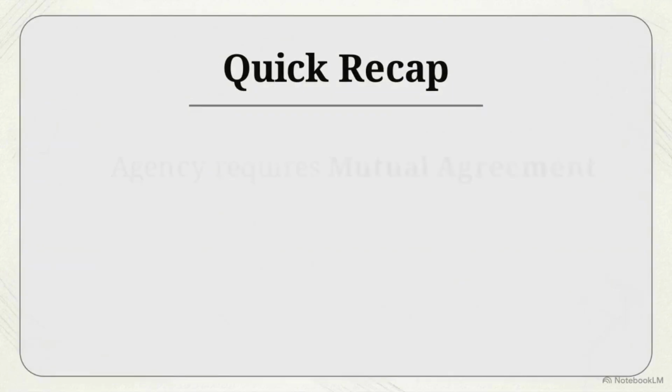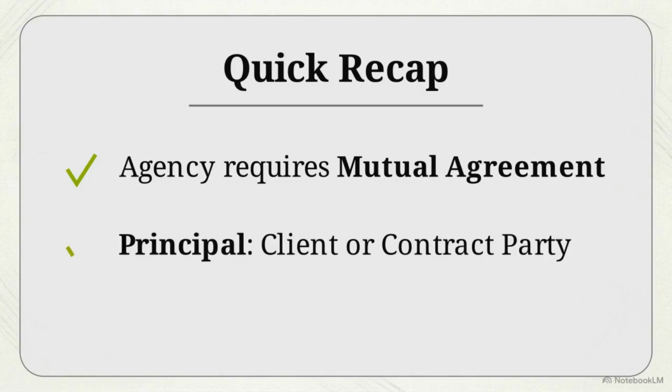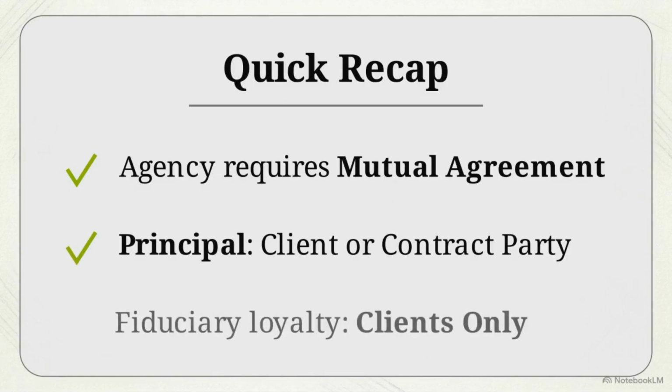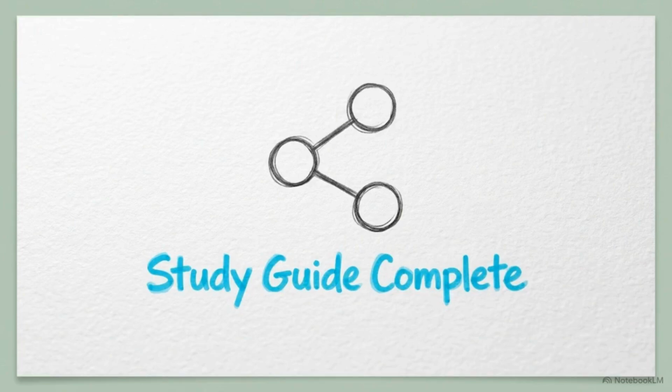Quick recap. Agency requires mutual agreement. The term principal refers to either a client or a contract party, and you owe fiduciary loyalty only to your clients. Distinguishing between these roles helps you maintain compliance and clear boundaries in your practice.